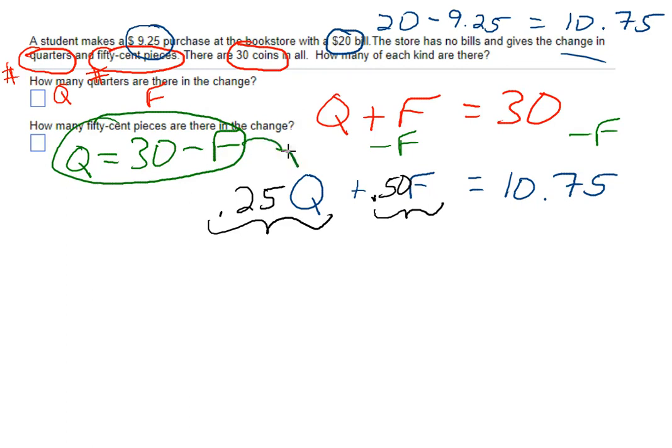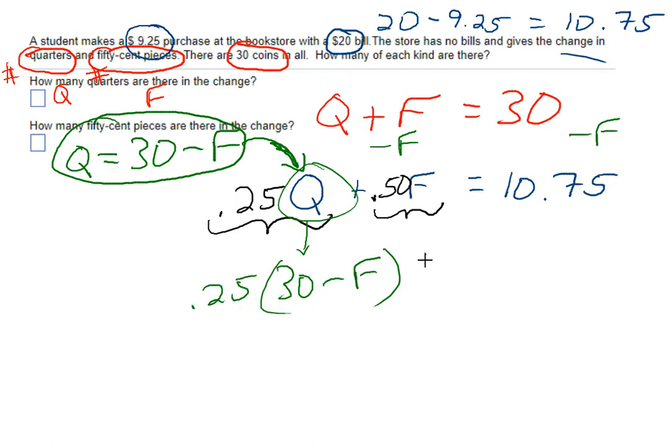Sorry, I keep hitting the eraser button on my pen. All right. And so in place of Q, we're going to plug in 30 minus F. Put parentheses around that. Everything else in this equation stays the same. So we get 0.25 times (30 minus F) plus 0.50 times F equals $10.75. And then I solve this equation for F. So we'll distribute the 0.25. Probably could have used a calculator here as well.